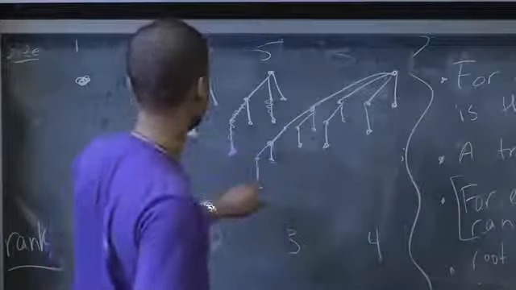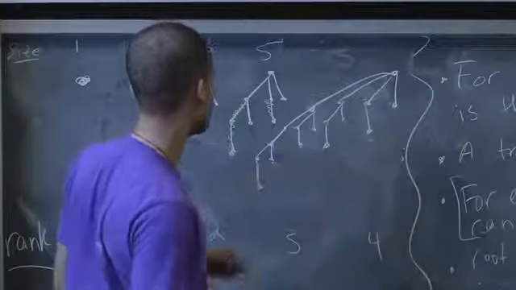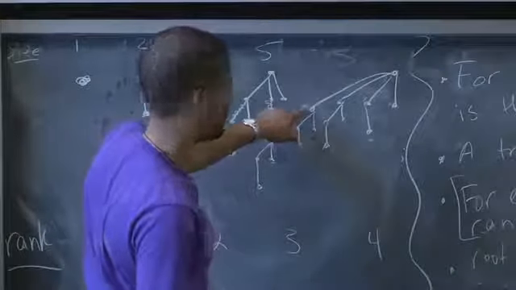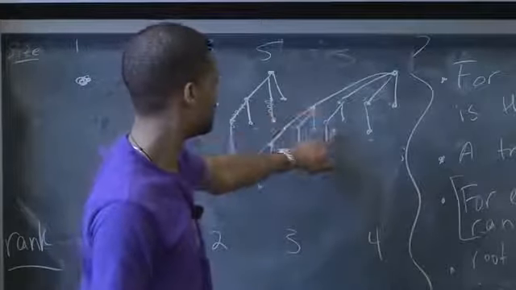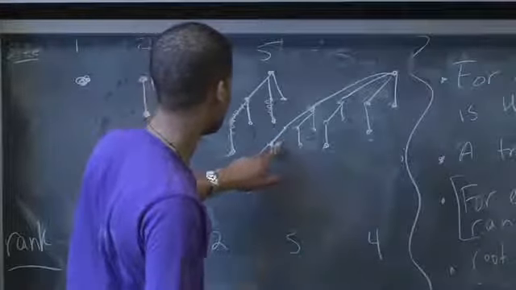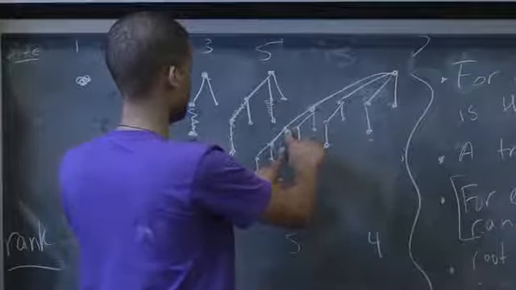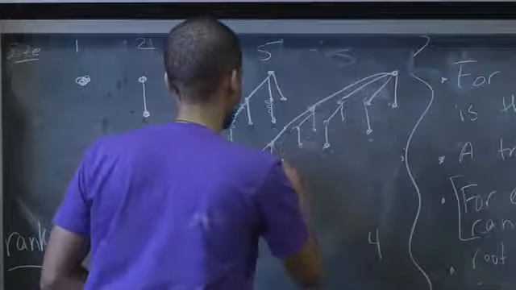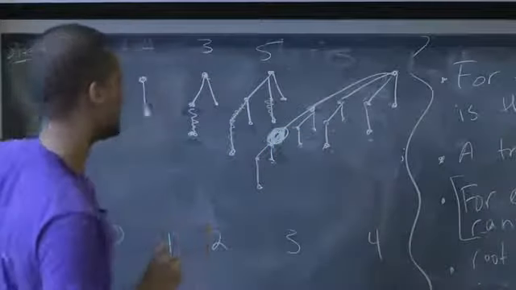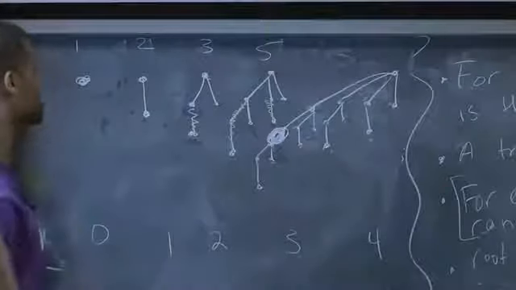Did I do that right? I have 1 more node than I'm supposed to have. Where did I insert an extra node? This? So this should have been a rank 3. So this is a rank 2. Ah, okay, good. So contract this edge. Yeah, okay, good. So now that's a proper rank 4 binomial tree.